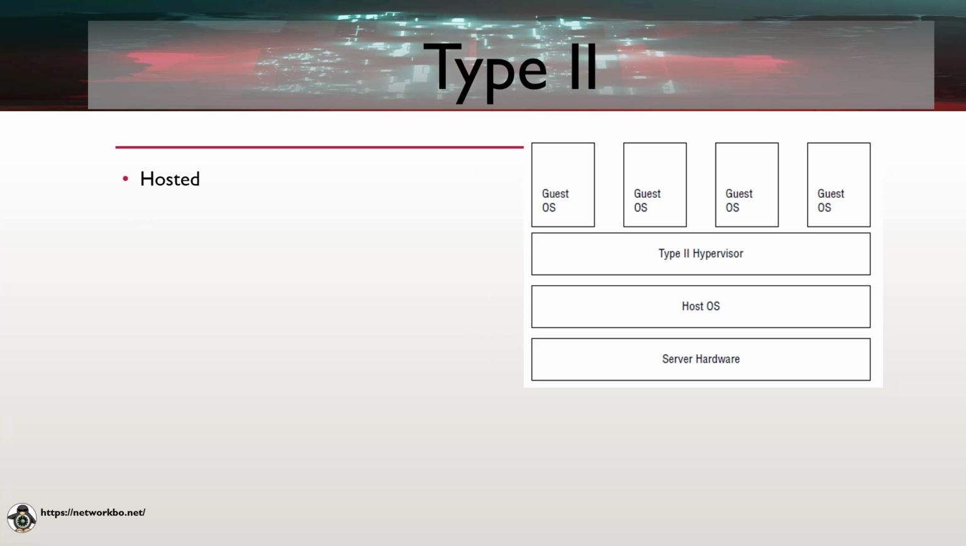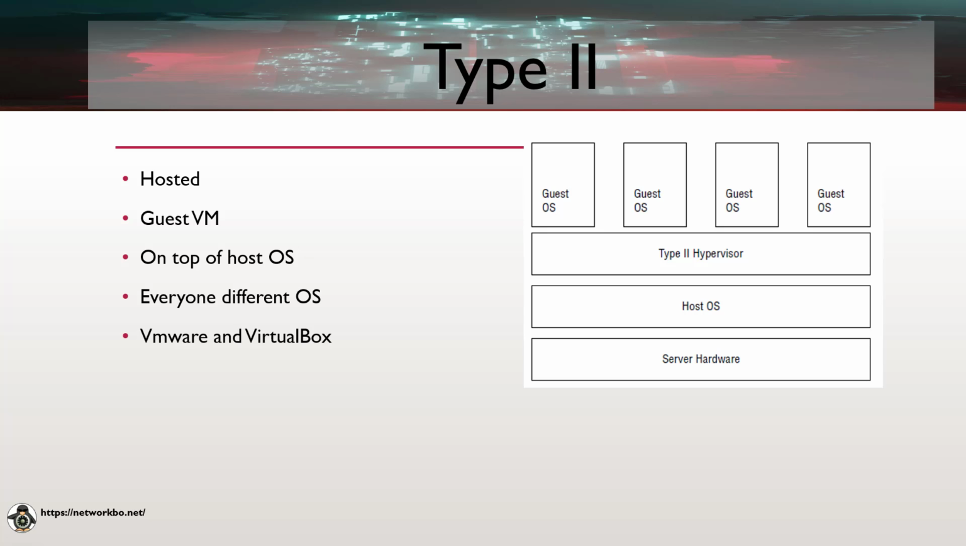Type 2 hypervisors are hosted hypervisors because they run on top of an existing operating system and run like any other application on the host system. Type 2 runs guest virtual machines as separate processes on the host's operating system. The guest operating systems are still separate, so you can use Linux for the host and still run Windows or Mac OS on the guest, or vice versa. With Type 2, you do not have to create a new server environment. You can run it on an already installed operating system. Some popular Type 2 hypervisors are VMware and VirtualBox.